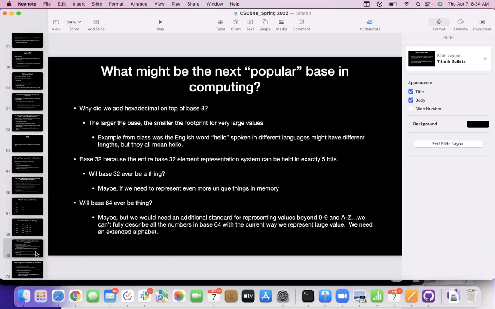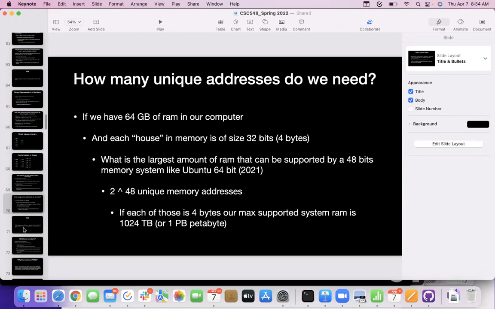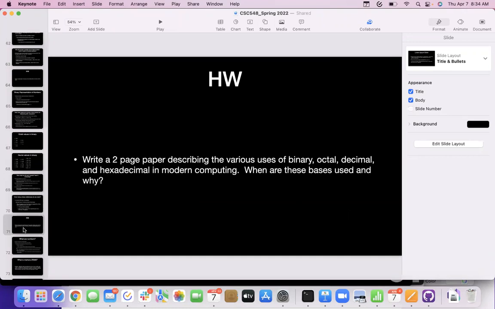The key doesn't work anymore. Did I hit something? That's interesting. All right.